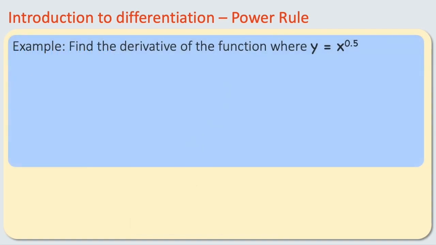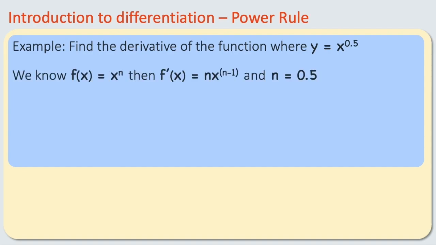Example: find the derivative of the function where y is equal to x raised to the power of 0.5. We know when f of x is equal to x to the power of n, then the derivative is n multiplied by x raised to the power of (n minus 1). And in this case, n is equal to 0.5.